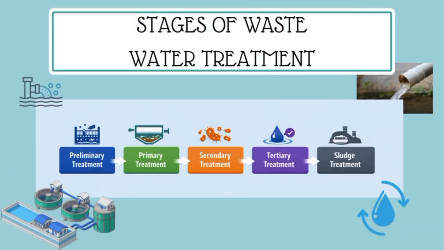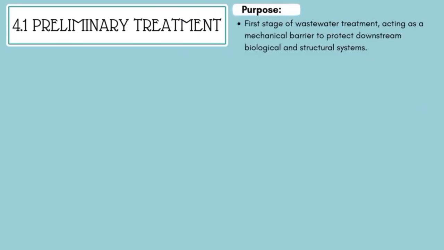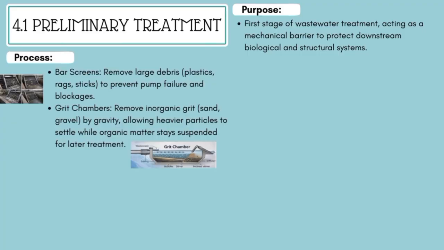This slide shows the overall wastewater treatment process, which includes preliminary, primary, secondary, tertiary, and sludge treatment stages. Preliminary treatment is the first stage and acts as a physical barrier to protect downstream systems. Bar screens remove large debris, while grit chambers remove sand and gravel by gravity.